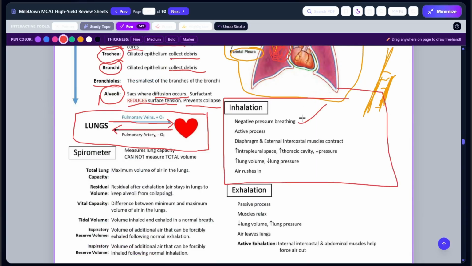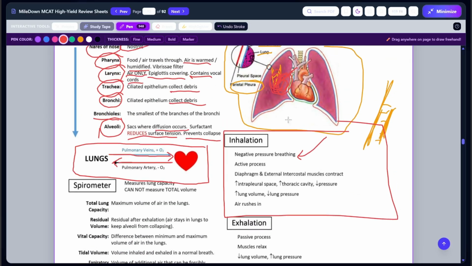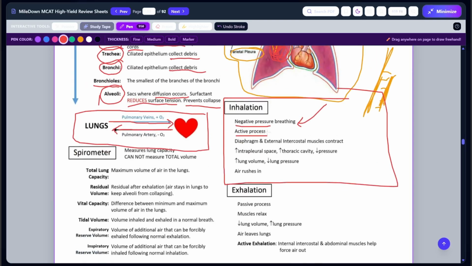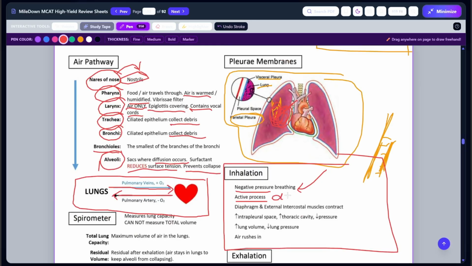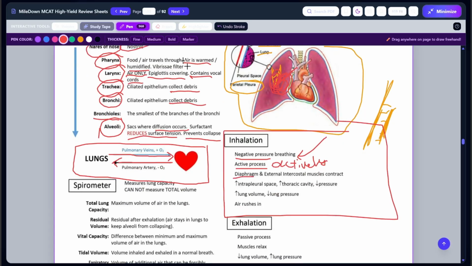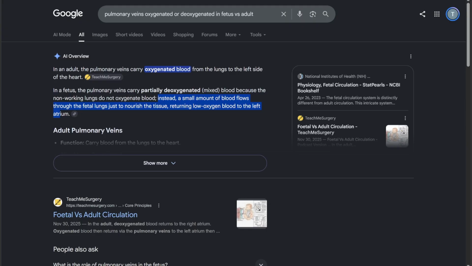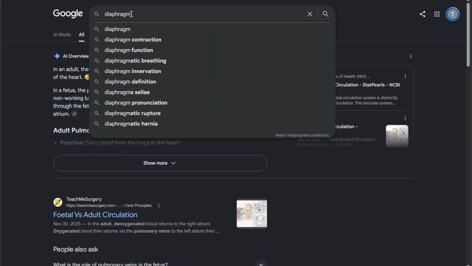All right, so now we're going to go to inhalation, so breathing in. You have negative pressure breathing. Everything about your breathing can be explained by negative pressure, right? And it's an active process. It's not passive. You have to actively breathe, is what it's saying. You have your diaphragm and intercostal muscles, which are your big muscles that help you to breathe.